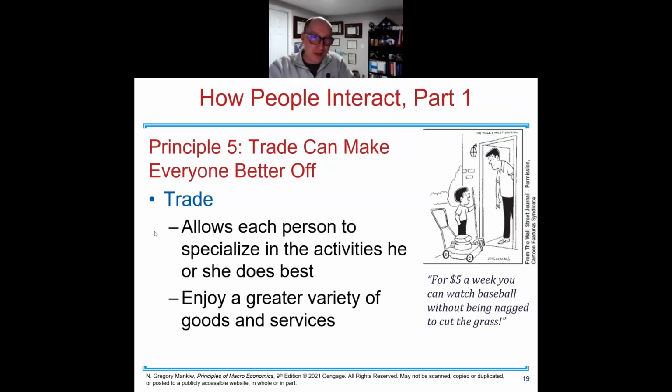Principle 5, trade makes everyone better off. When we exchange goods and services, it makes the people selling the goods and buying the goods better off. Straightforward.